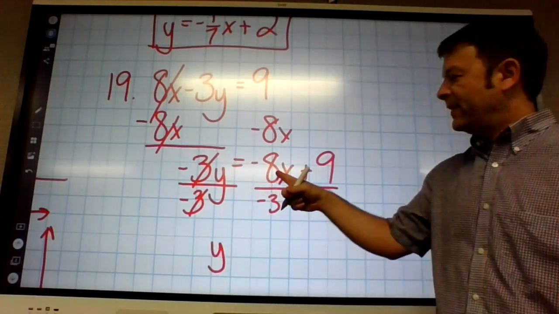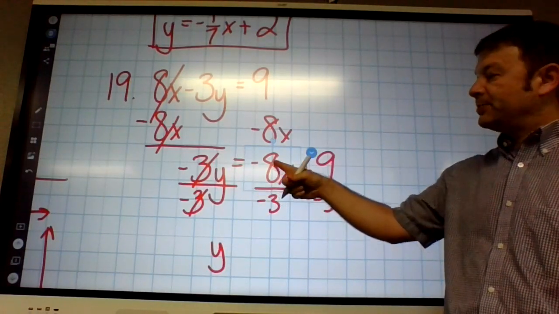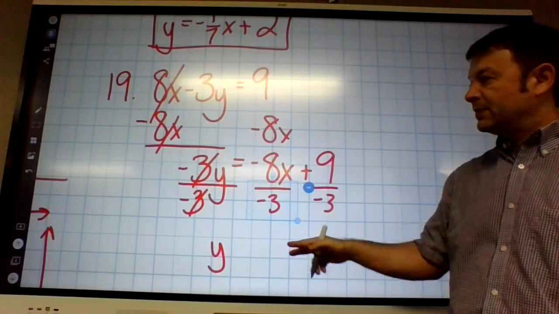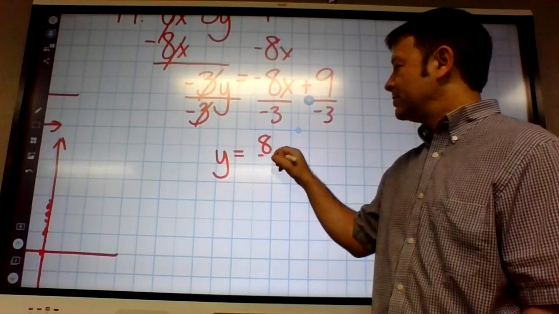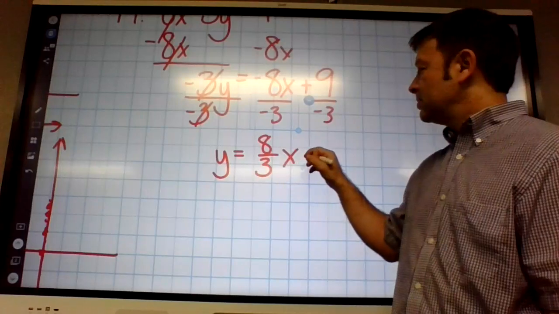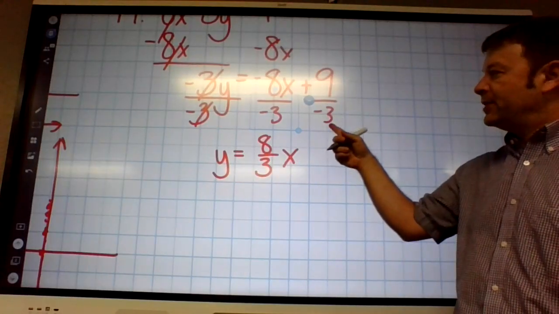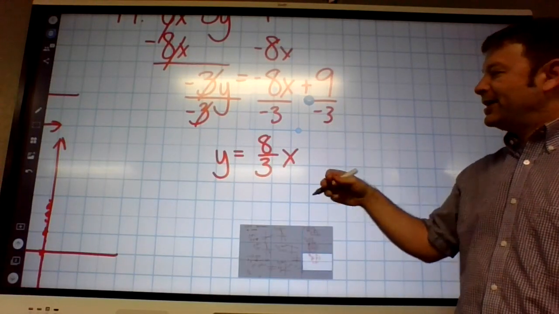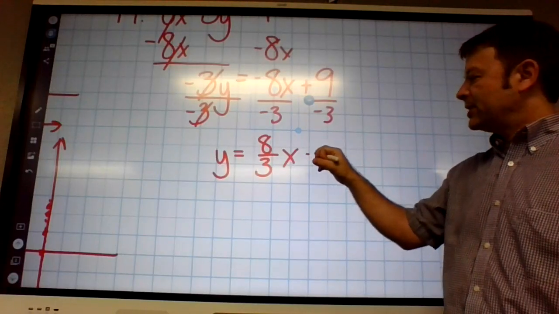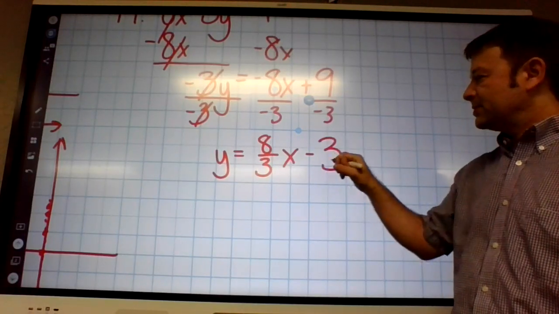Okay, these don't divide well, so we're just going to leave it as a fraction. But what's the negative divided by negative? Positive. So y equals positive 8/3 x minus 3. Right. 9 divided by negative 3 is negative 3. If you put plus negative 3, that is technically correct, but that's just the same thing as minus 3.